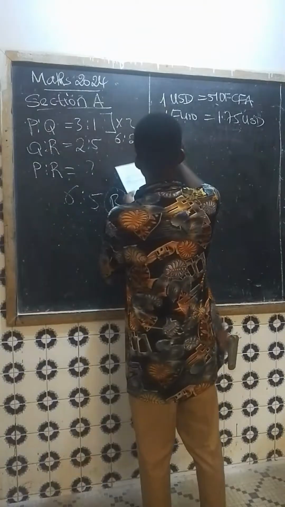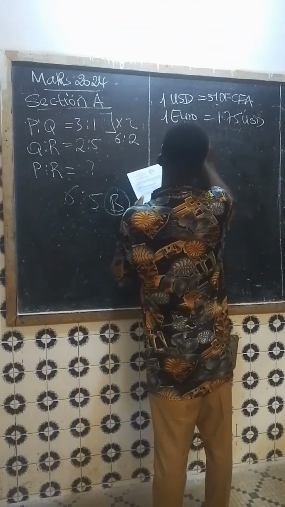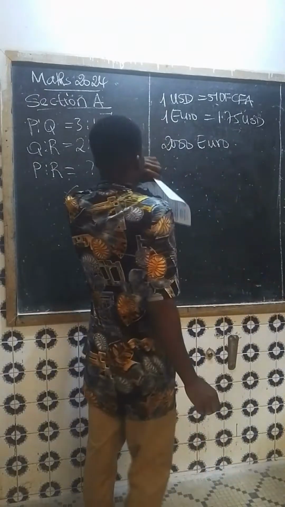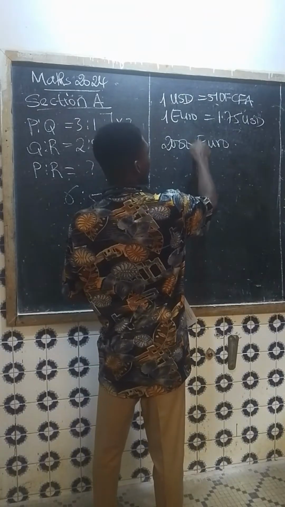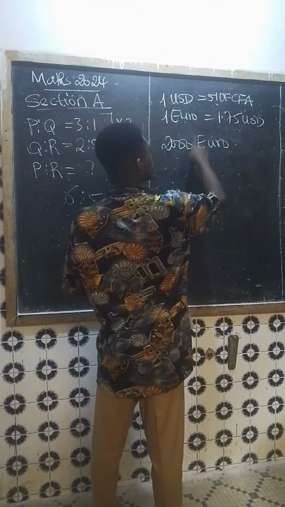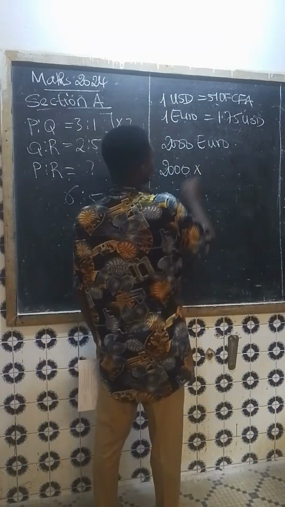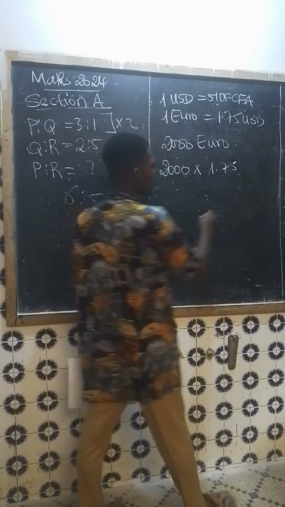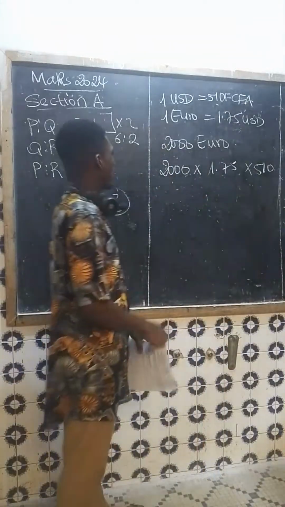A car was bought in Europe at €2,000. We have to convert this amount first to US dollars and then to francs CFA. So this is 2,000 first of all times 1.75. Then next times 510. This gives you your answer.